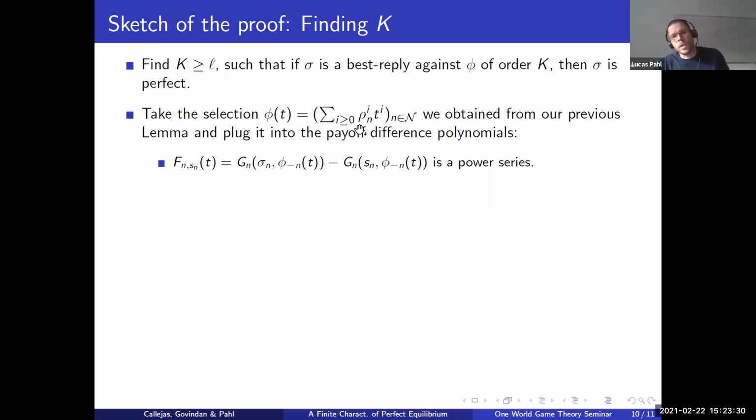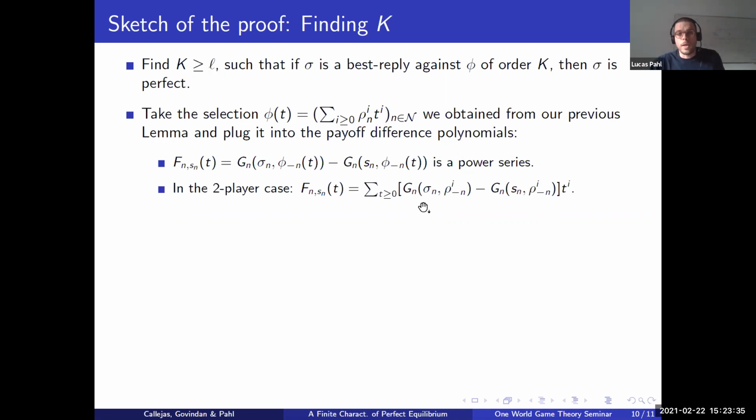These are polynomials, we plug a power series into them, so this is a power series. In the two-player case, it's very easy to compute what this power series actually looks like. In the n-player case, it is also simple, but we need a bit more notation. And these are the coefficients of the power series, right? So the payoff differences evaluated exactly at the coefficients of the selection, which are our candidate for the LPS.